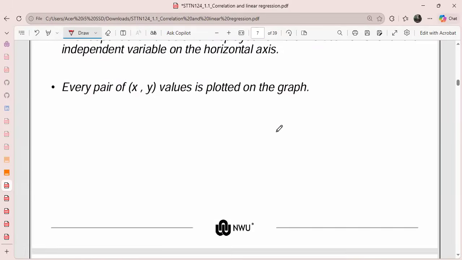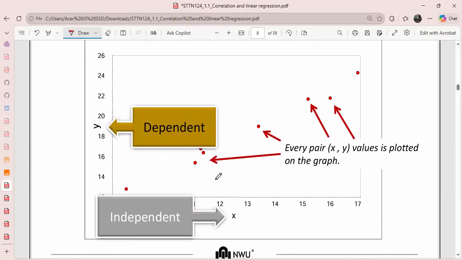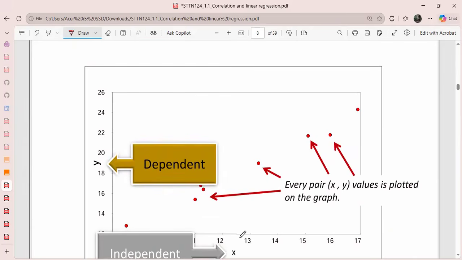Focus. Okay, then the scatter plot. This is how you draw the scatter plot. This is where you're going to put your x, and this is where you're going to put your y with regards to the scatter plot. Then you measure, use your points there, and then you draw a scatter plot.